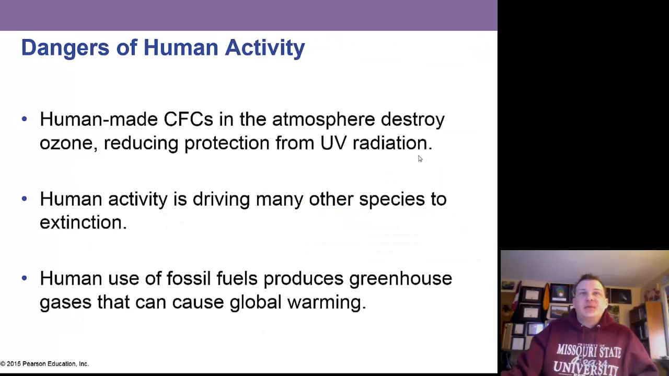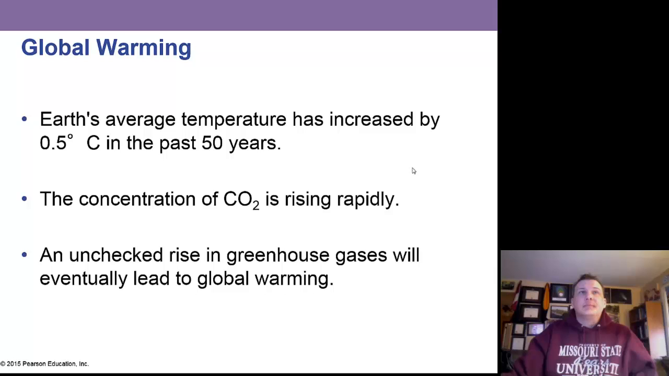The dangers of human activity are human-made chlorofluorocarbons, CFCs, in the atmosphere. They destroy the ozone, reducing the protection from UV radiation. Human activity is driving many other species to extinction. And human use of fossil fuels produces greenhouse gases that can cause global warming.